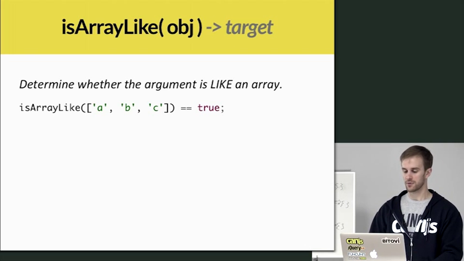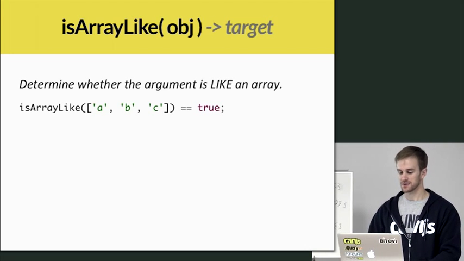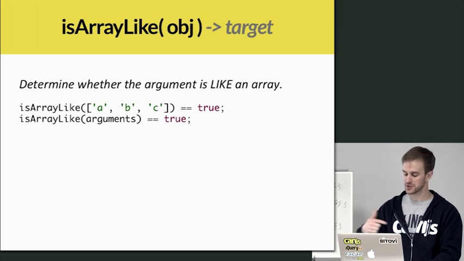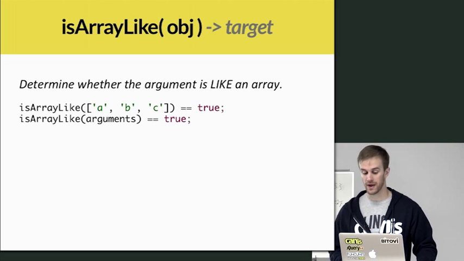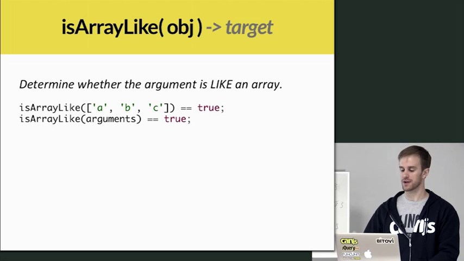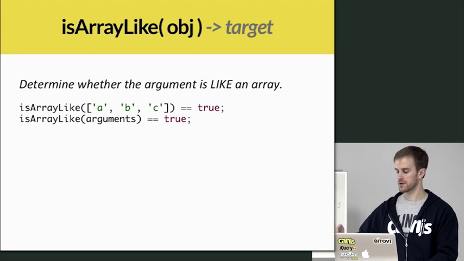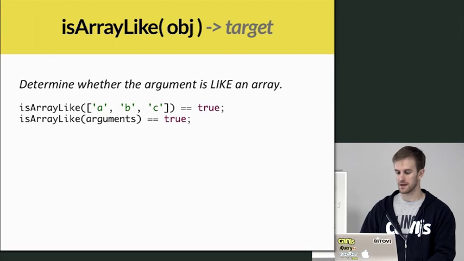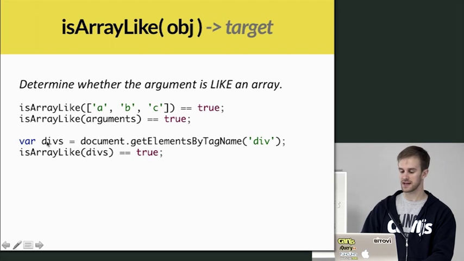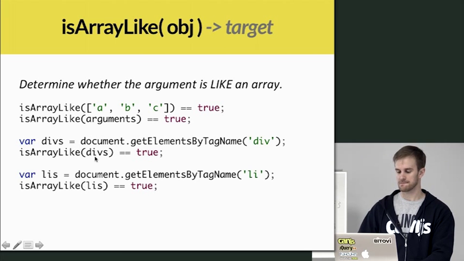So things that are array-like: obviously an array is array-like, but also there's an arguments object that you can use to access a function's arguments it was called with. That's not a true array, but we want that to be array-like. It does have a length property, and it has numbered properties. Things like these node lists that document.getElementsByTagName would return. This is not a true array, but we want it to be array-like. So things like this.